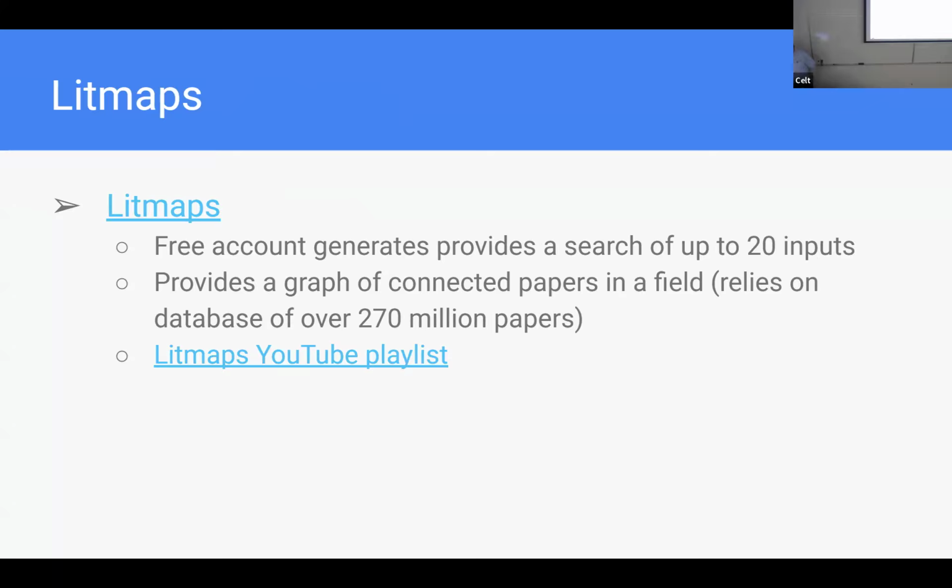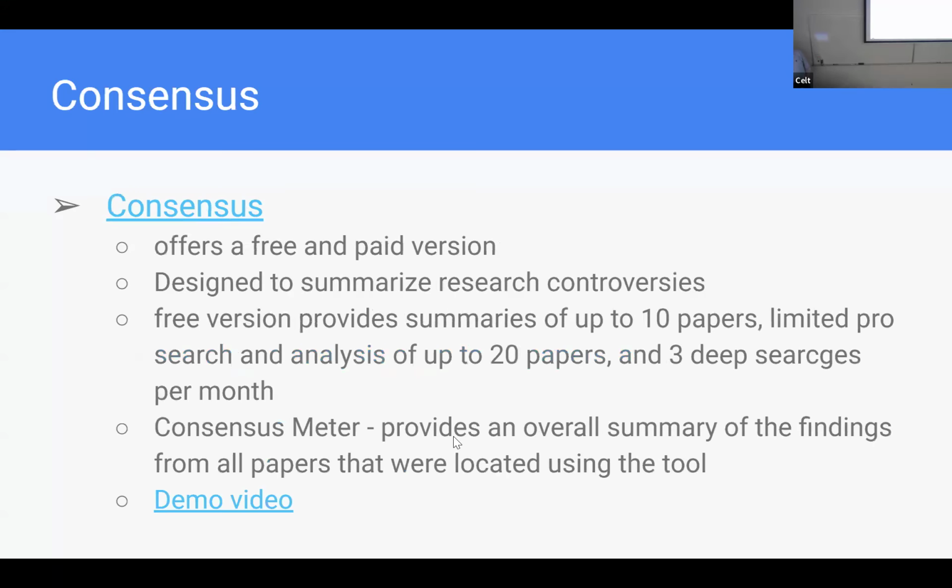And it provides a graph of connected papers in the field, again, relying on a database of over 270 million papers that keeps growing. And again, it gives you a visual map showing how different studies and authors are connected to each other.